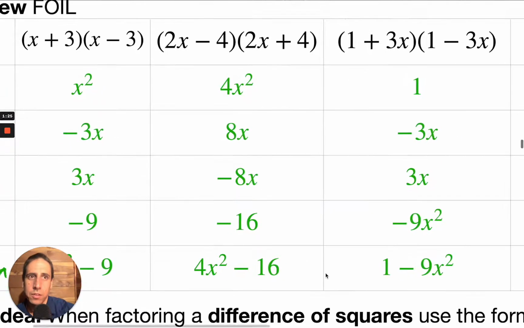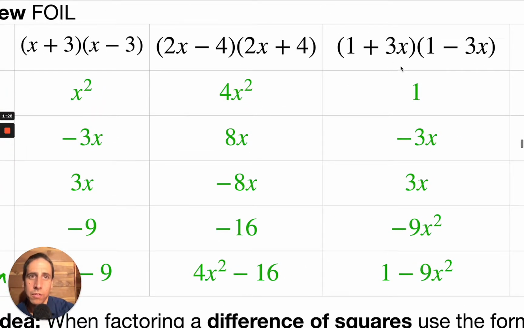Let's do something a little tricky. We're going to reverse what we normally see, with 1 plus 3x and 1 minus 3x. So far, they've been conjugate pairs. You get x plus 3 and x minus 3. You get 2x minus 4 and 2x plus 4. It's just the plus and minus that are the difference. It's the same thing repeated.